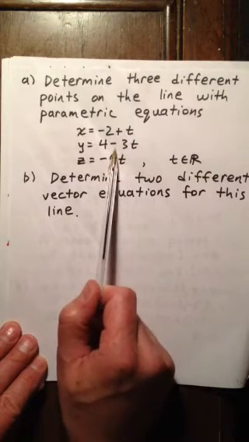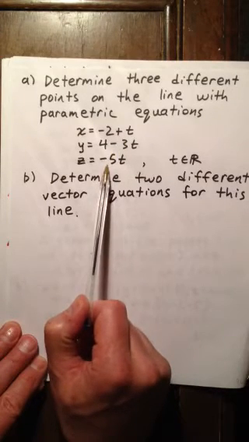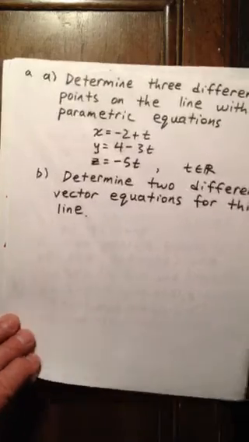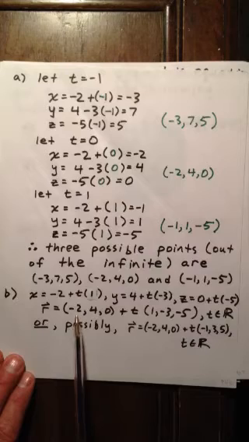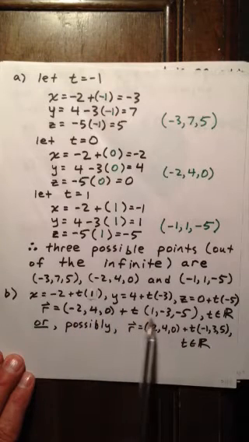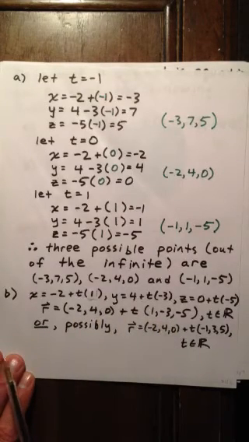The direction vector is the coefficients of the parameter t in the vector equation form. So one of the possible vector equations would be -2, 4, 0 plus t times 1, -3, -5.